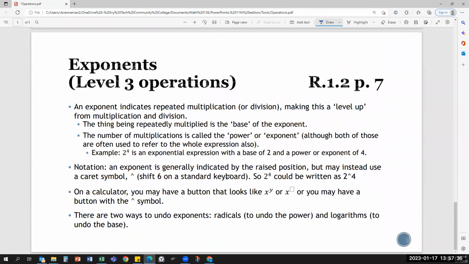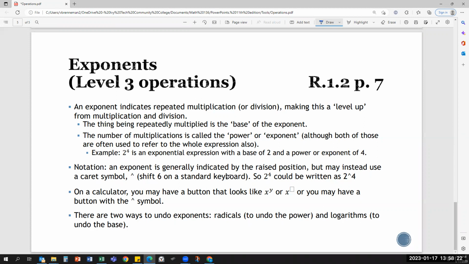Then level 3 operations, exponents. So multiplication was repeated addition, exponents is repeated multiplication. So we're going up another level. So 2 times 2 times 2 times 2, 2 to the 4th power. The thing being multiplied is the base. The number of multiplications is the power or exponent. There is some confusion though, because power or exponent is often used also just to refer to the whole expression. So 2 to the 4th, somebody might refer to as a power. Technically, we would say 2 to the 4th is an exponential expression with a base of 2 and a power or exponent of 4.